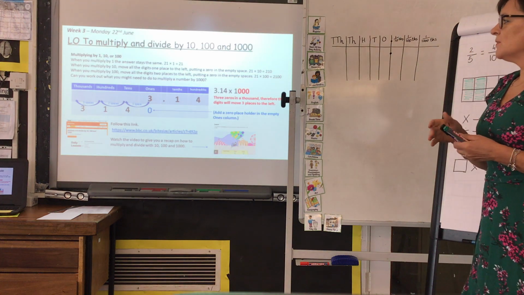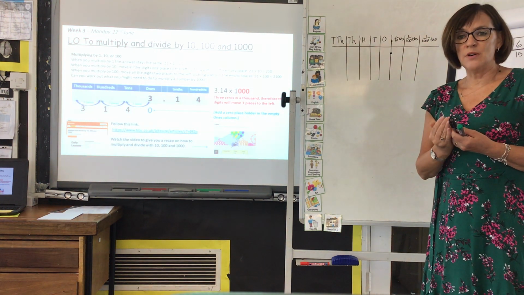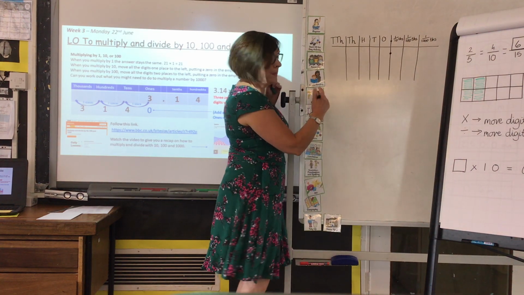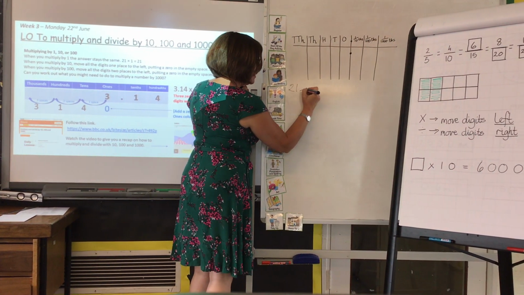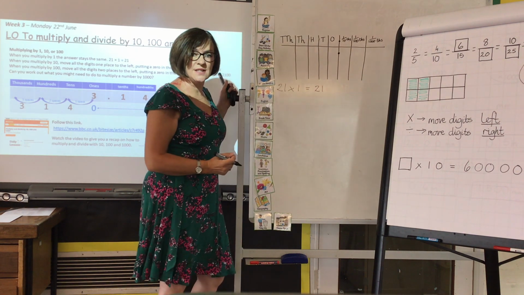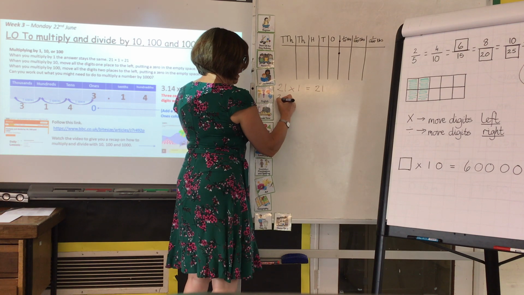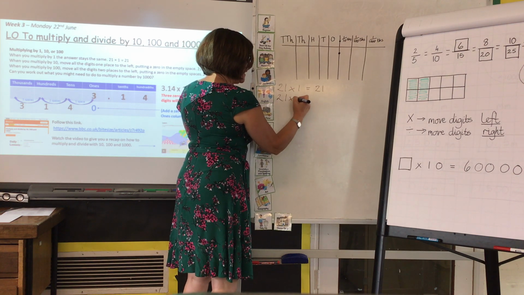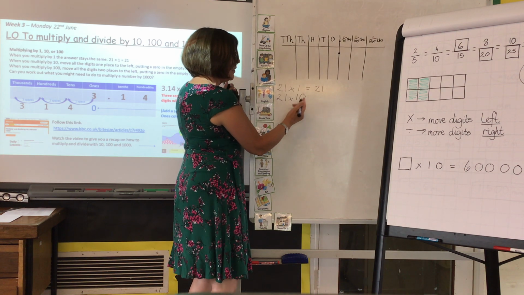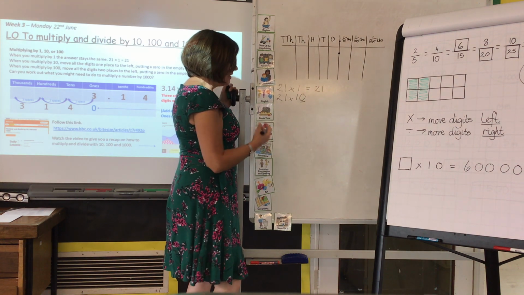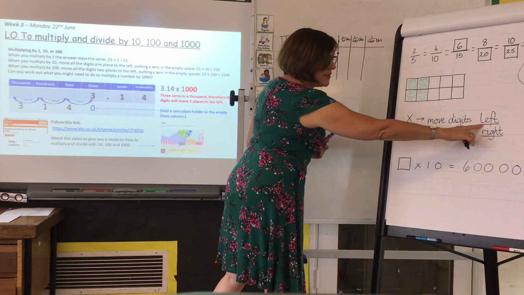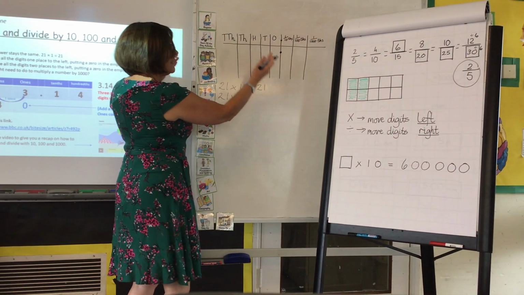Now, when you multiply anything by 1, the number always stays the same. So for example, if I use this board, 21 times 1, the answer will be 21. Always stays the same. If you multiply that number by 10, there is 1 zero. That means that we use 21 and we move the digits left because it's getting bigger.